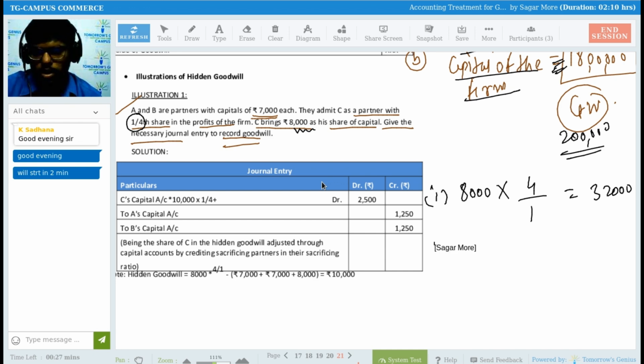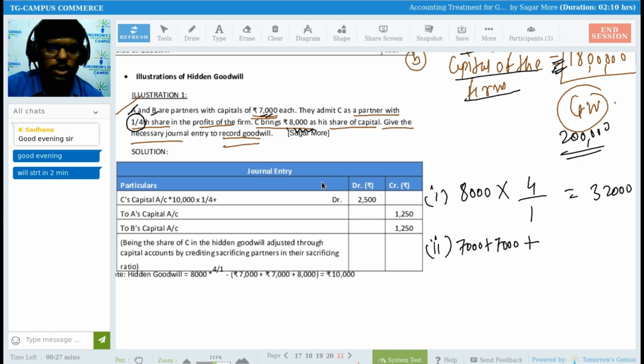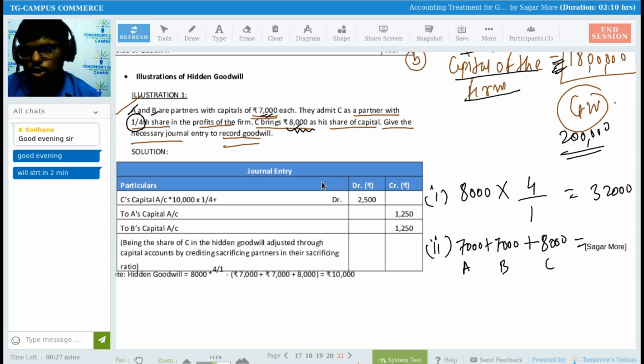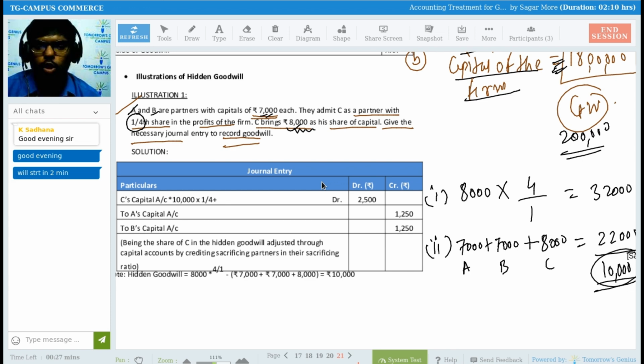So this is first. Secondly, I need to calculate the total capital of the firm. The total capital of the firm is A, B, 7,000 each. So I will be adding 7,000 plus 7,000 plus C. C brought in how much? C brought in 8,000. So I will be adding 8,000 of C. A, B and C. So what is the total? 22,000. So what is the balance now? The balance is 10,000 rupees. So 10,000 rupees is the goodwill of the firm.